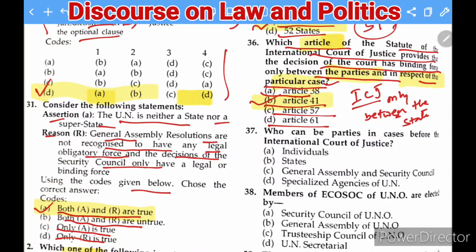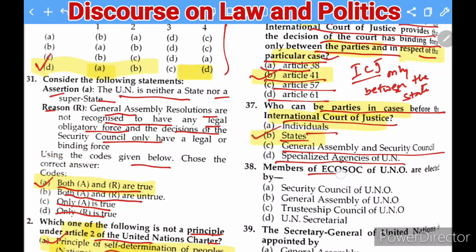Okay, next question. Who can bring a case before the International Court of Justice? Who is competent to bring a case before the International Court of Justice? The options given: individuals, states, General Assembly and Security Council, specialized agencies of the UN. So just give your answer here. I am waiting for your response. And the right answer is that the state is competent. So option B is correct.